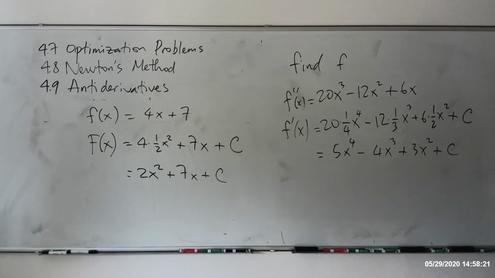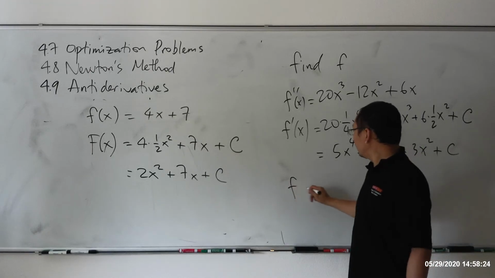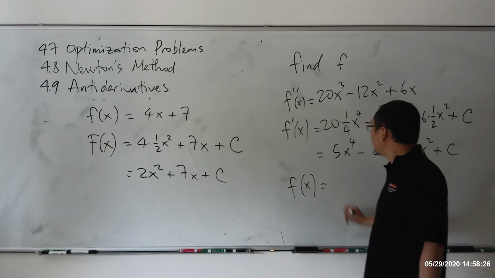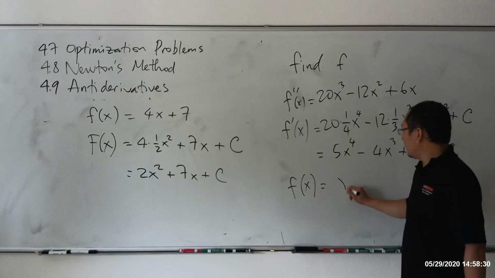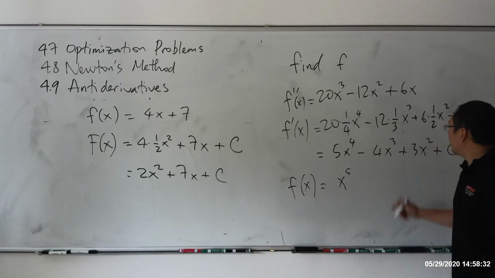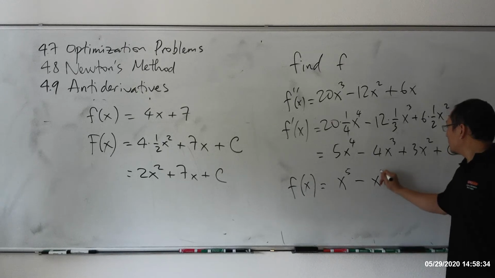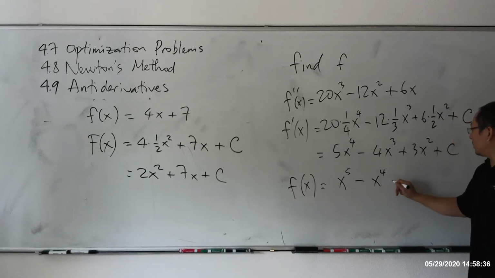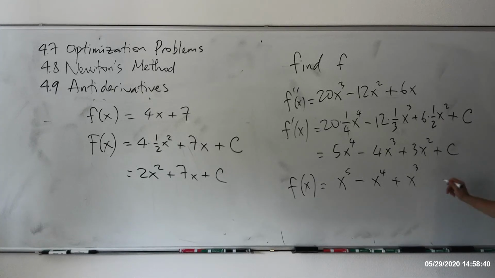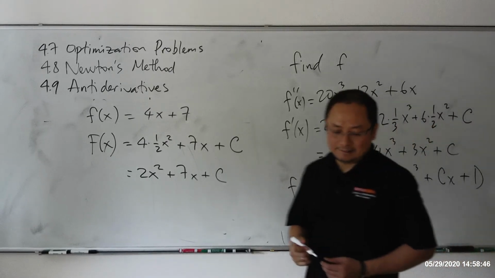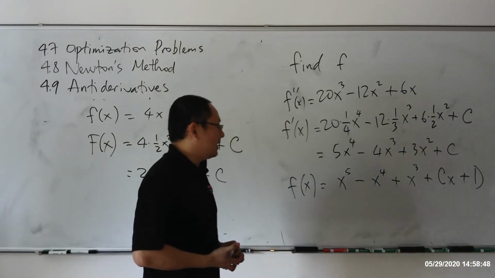All right, one step further. F of x. This time we're going to do it quickly, right? The antiderivative of 5x to the 4 is x to the 5th. The antiderivative of 4x cubed is x to the 4. For 3x squared, it's x cubed. And then what? The antiderivative of the constant is cx. And then plus another constant, let me call it d. See? And c and d are constants.